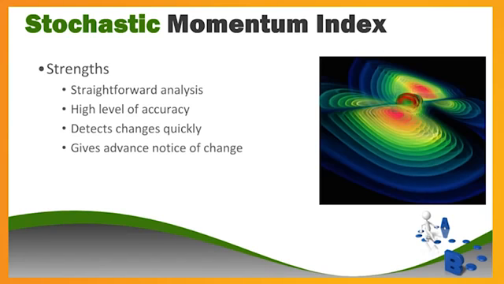So for the stochastic momentum index, the strengths for it are, one, it's extremely straightforward. If it's moving up, we know in general the chart is also moving up, and if it's moving down, the chart in general is also moving down, unless there is technical divergence, and we'll be talking about that.